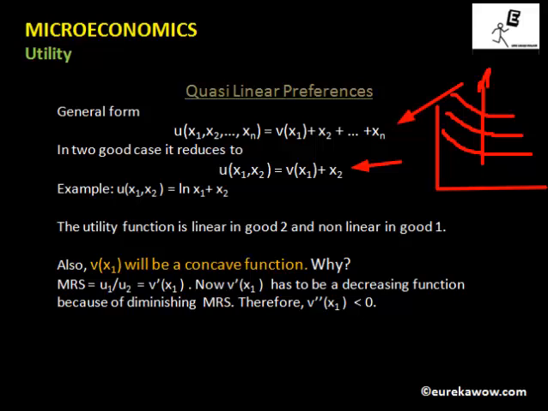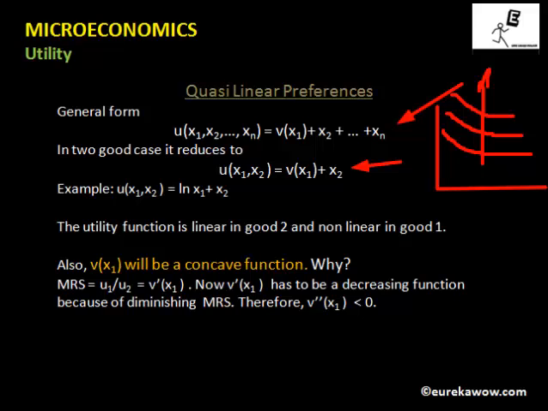Now we say that V(x1) in this case is a concave function. The question is why. A little later we'll talk about what MRS is. It's basically U1 by U2, which is equal to V'(x1) in this case. Basically it's the marginal utility of good 1 divided by the marginal utility of good 2. Now in this case the marginal utility of good 1 is V'(x1), and the marginal utility of good 2 is 1. Therefore MRS is equal to V'(x1).